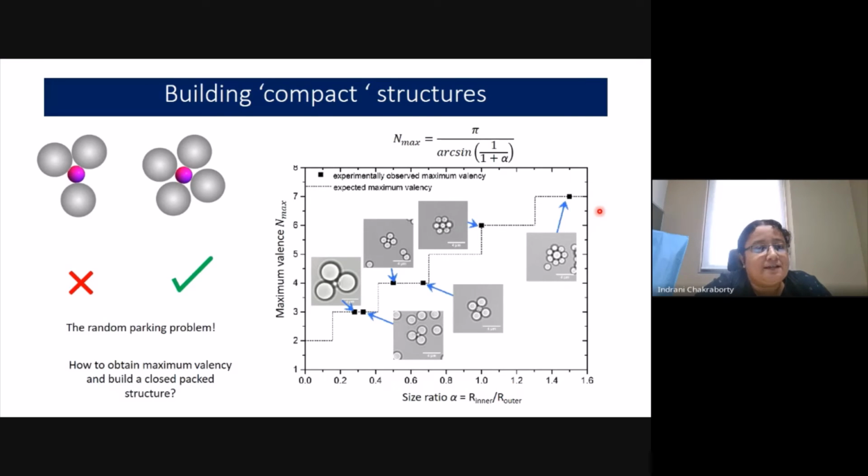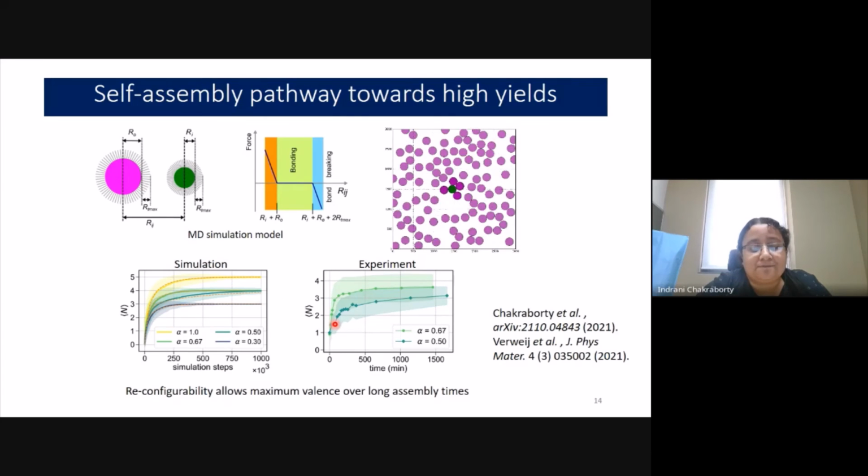Now, the colloidal molecules are very interesting to us from another viewpoint, as they can help us form compact structures. Because of the random packing problem, we landed up with structures like this, where we had no way to go to maximum valence structures. Once we get these maximum valence compact clusters, we can use them as building blocks to make even more complex architectures. So the reconfigurability in our system actually provides a pathway for obtaining maximum valency in these clusters. And we verified this for a wide range of size ratios. And in each case, we saw that we got the maximum valence that we expected for our colloidal molecules.